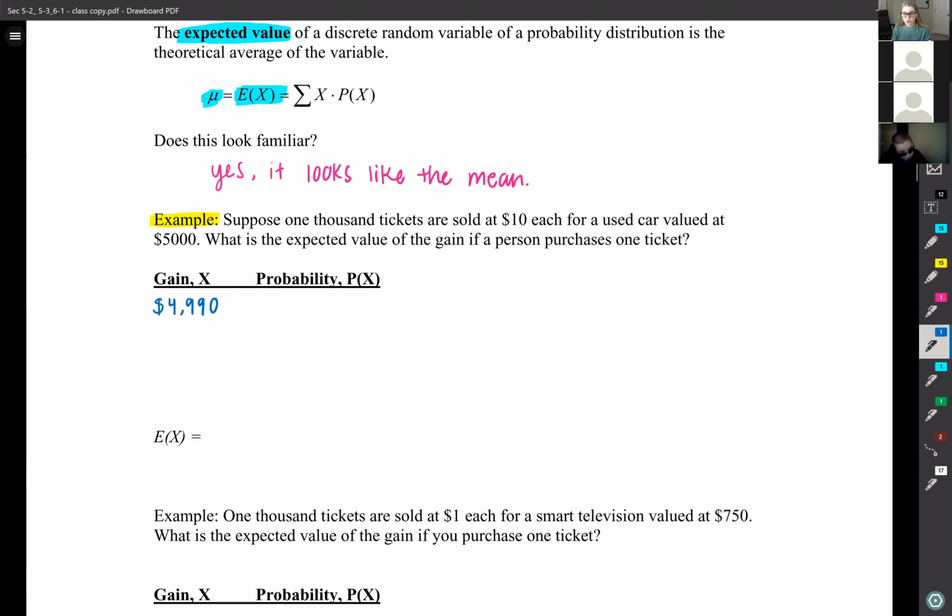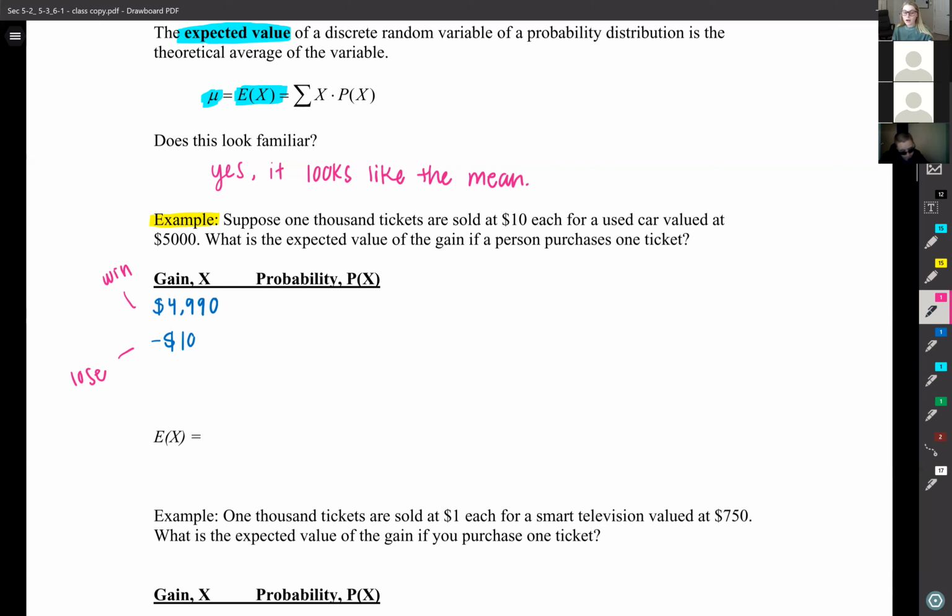Well, if you lose, you're not getting the car, you're just getting nothing back, actually. So if you lose, you're actually out $10. So you've lost $10. So your gain is negative $10 if you lose. Let me write down, this is if you win, and this is if you lose. Okay, so now we just have to identify a probability that goes with each of these.